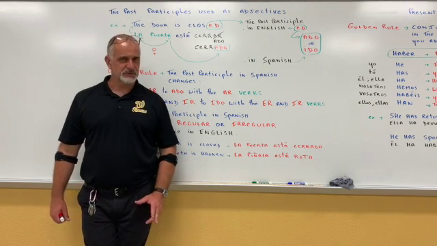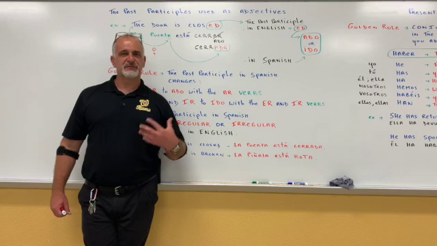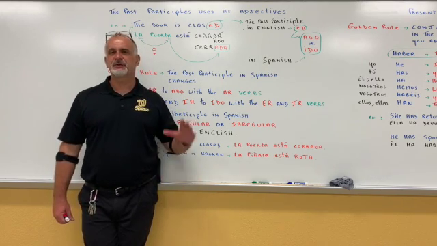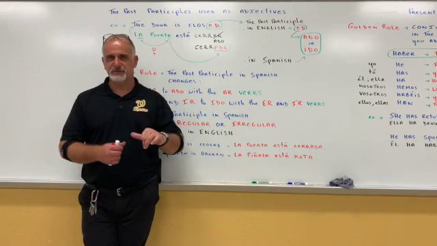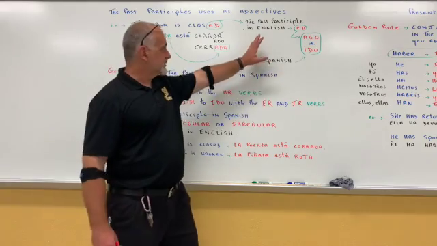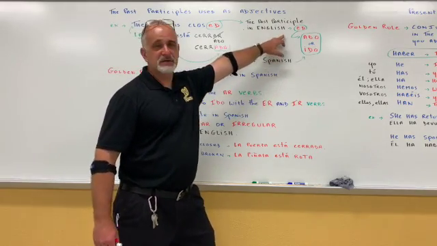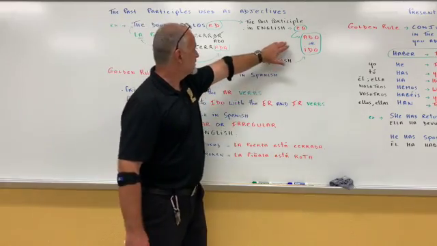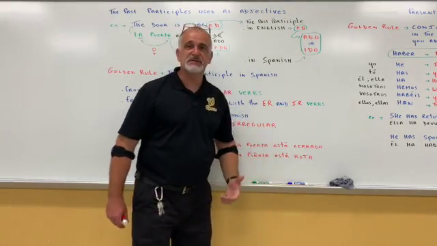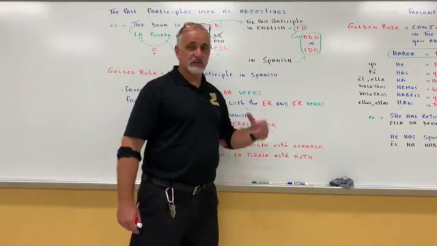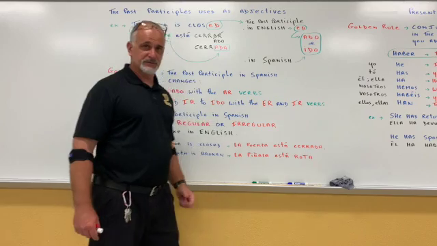Now, the good news for you is this. When you want to form the past participle in Spanish, you're going to have to think about AR verbs on one side and ER and IR verbs together. Why? Because what in English is the ED form, which makes the past participle, in Spanish is going to be ado. The ED is going to translate as ado for the AR verbs, and ido for the ER and IR verbs. You follow me?